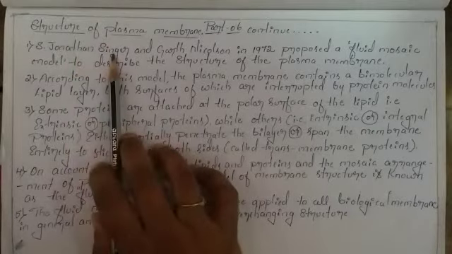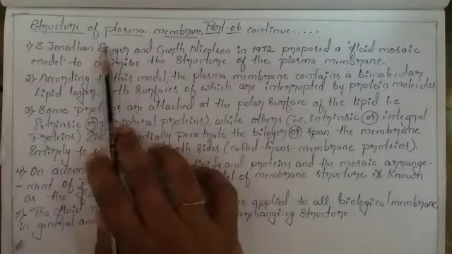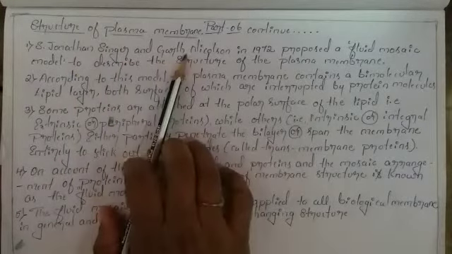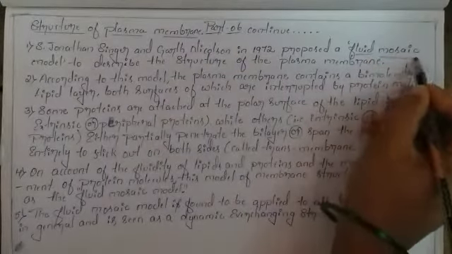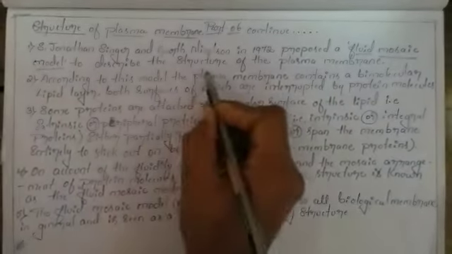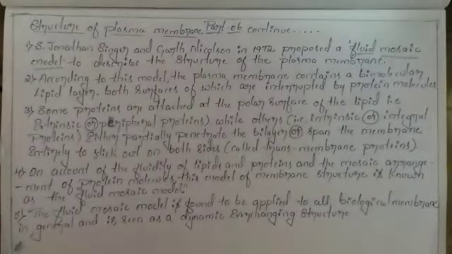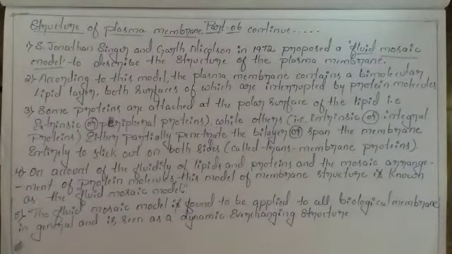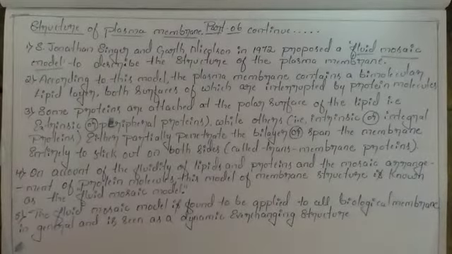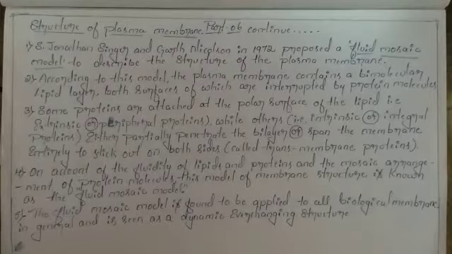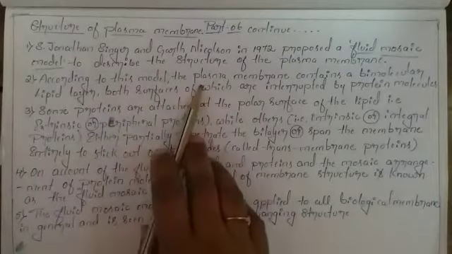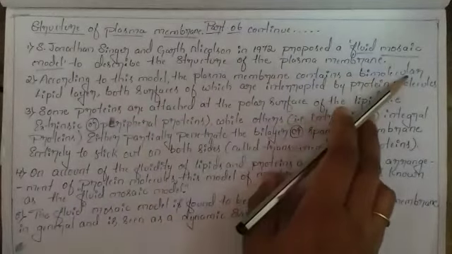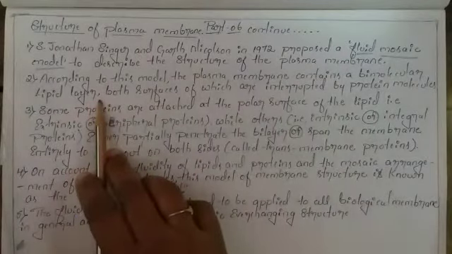Jonathan Singer, please understand, S. Jonathan Singer and Garth Nicolson in 1972 proposed the fluid mosaic model to describe the structure of the plasma membrane. According to this model, the plasma membrane contains a bimolecular lipid layer.